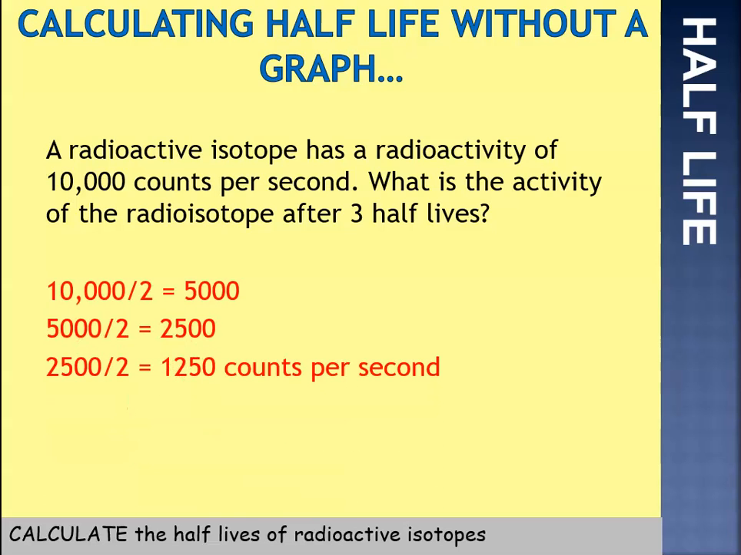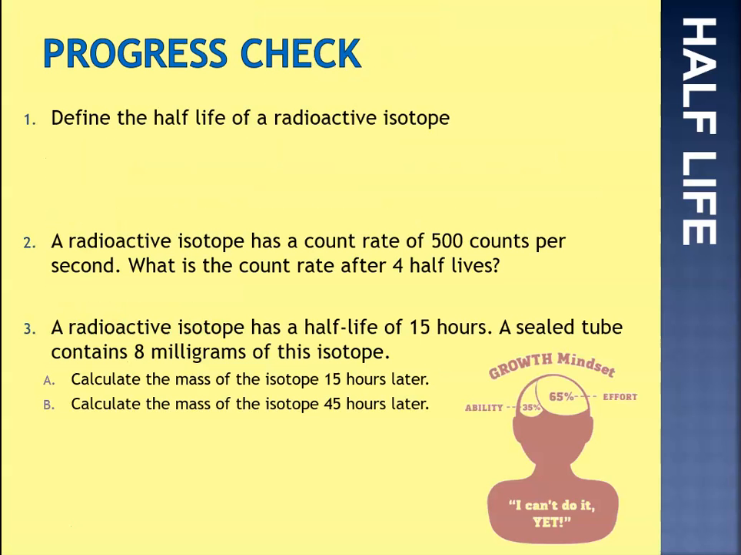Okay, so first one 5,000, second one 2,500, third one 1,250 counts per second. So we half it, we half it, and we half it again. Gives us a count rate of 1,250 counts per second.